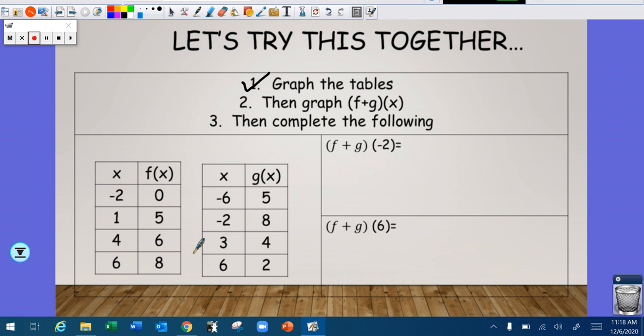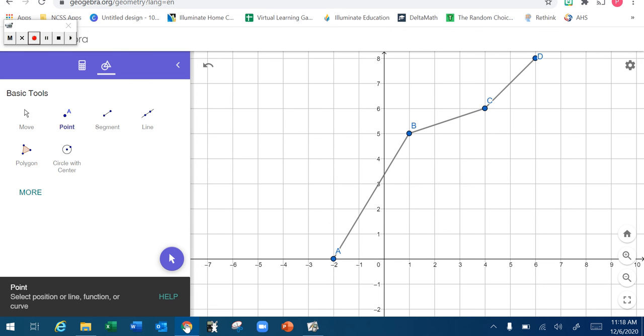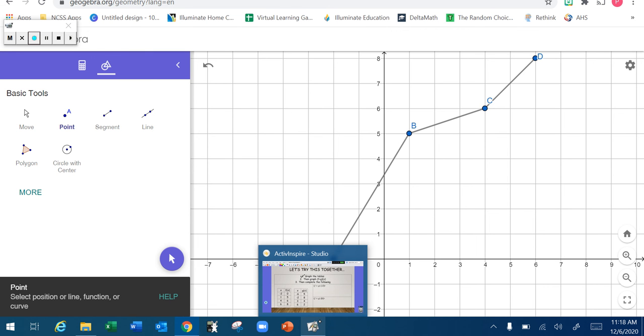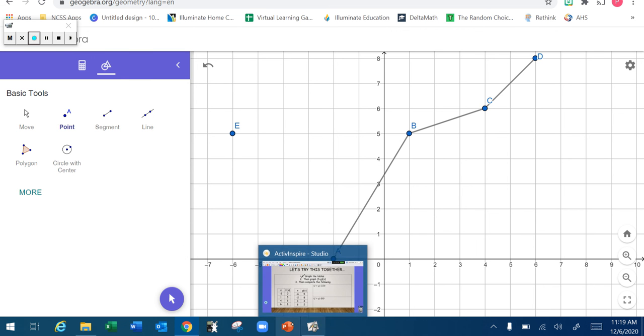This is the f of x table, and this is the g of x table. And then here, I'm going to go here, and I'm going to graph that table. So the first point is -6 and 5. So this is -6 and 5 right here.